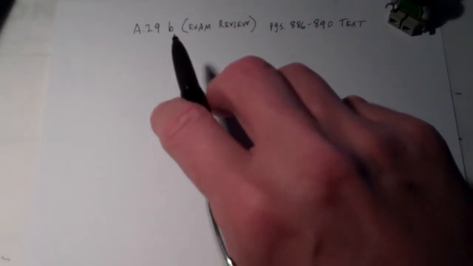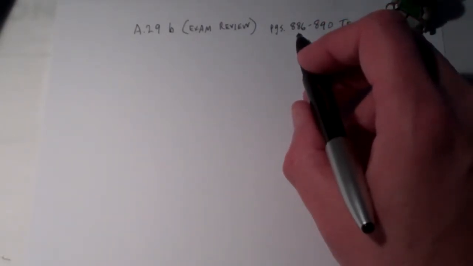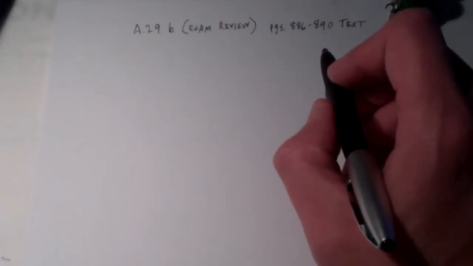Okay, we are here to wrap up assignment 29. That's your review assignment for your upcoming exam. We did previously assignment 29A. That was some naming and formula writing, and we are going to do some textbook problems now, pages 886 to 890, various problems. We'll start with number 107.